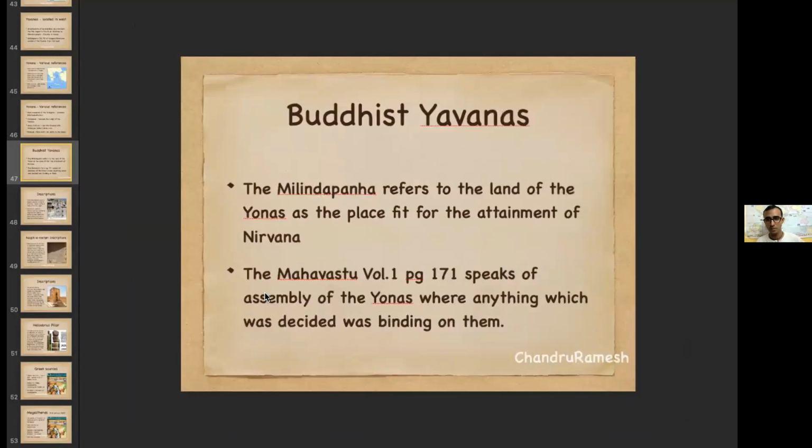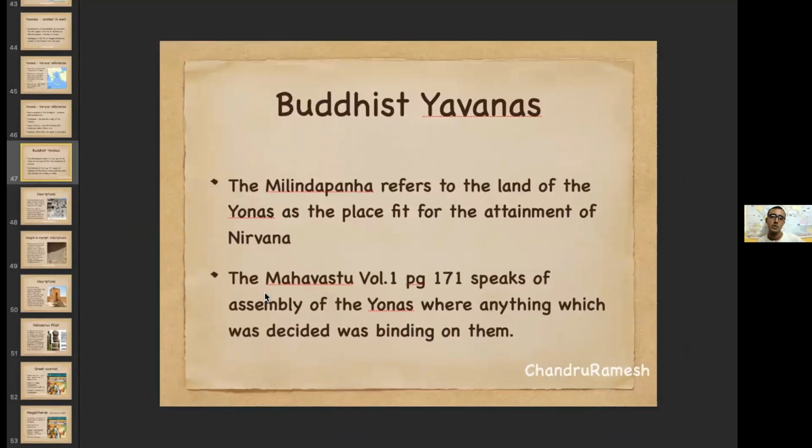The Milinda Panha refers to the land of the Yonas as a place fit for the attainment of Nirvana. Nirvana, you might know, is the ultimate destination for the Buddhist. So the land of the Yona is probably to the west, probably West Asia or Eastern Europe. That was the land of the Greeks, the land of the Yona, Yavana, etc. So basically, this Milinda Panha is indicating that land, because the Greeks converted to Buddhism at a certain period of time. They are indirectly saying that the Greek land is best for attaining Nirvana because the kings are very favorable, or maybe the culture is very favorable, right? So that's a very interesting historical marker again.